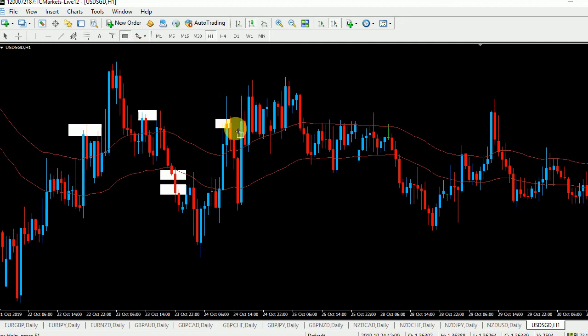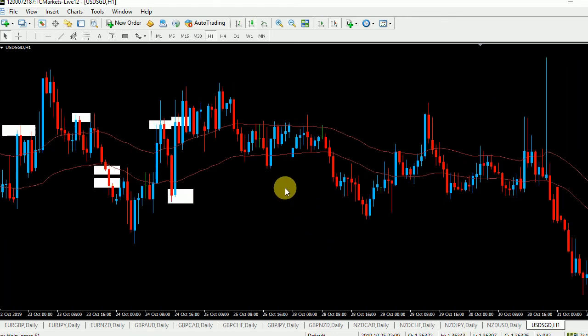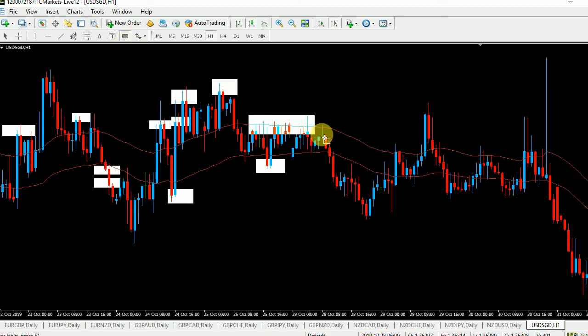No entry from here, and also not here, and also not here. We're not getting any entry from here, and also from here. We do not get any entry from here and not from here.